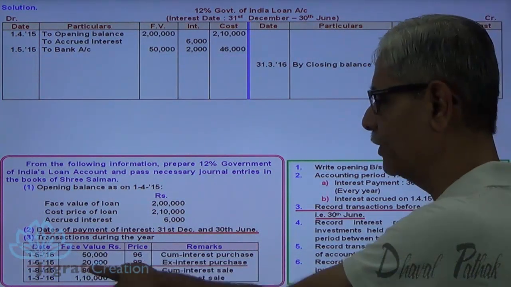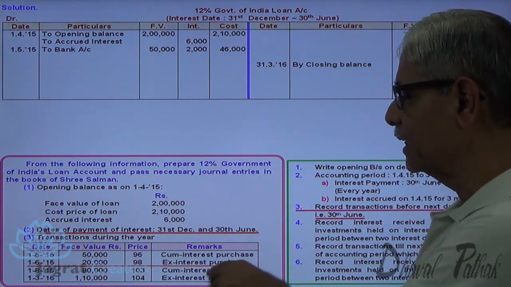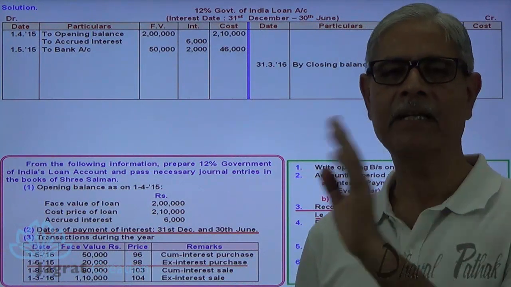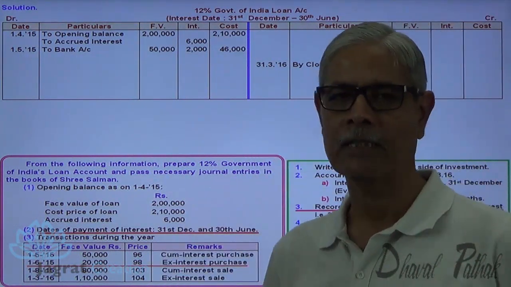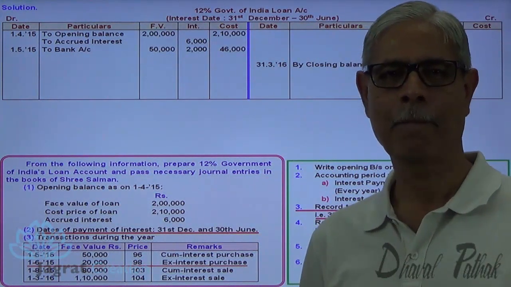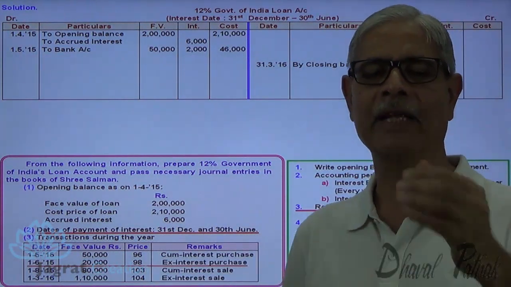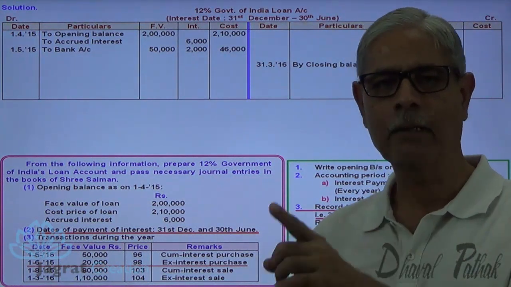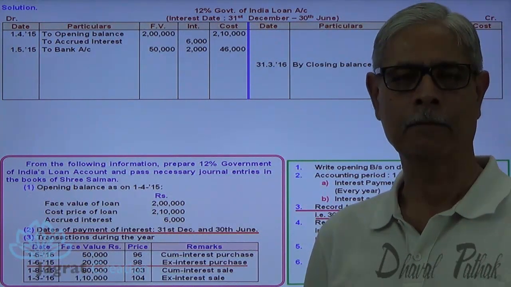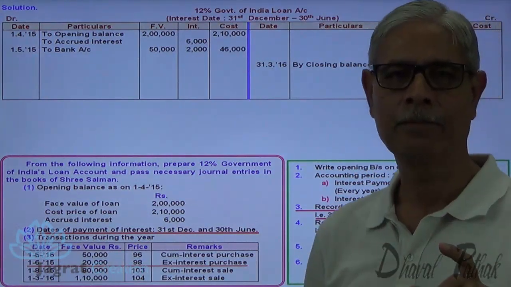So on 1/6/2015, face value 20,000, purchase price is 98 ex-interest. This is a price which includes only cost, but the interest element is not there. So if the investments are purchased ex-interest, that means we are required to pay the cost of investment at the rate of 98 per 100 rupee loan. But over and above, we are required to pay interest. Remember that interest is paid at the time of purchase of investment and interest is received at the time of sale of investment.